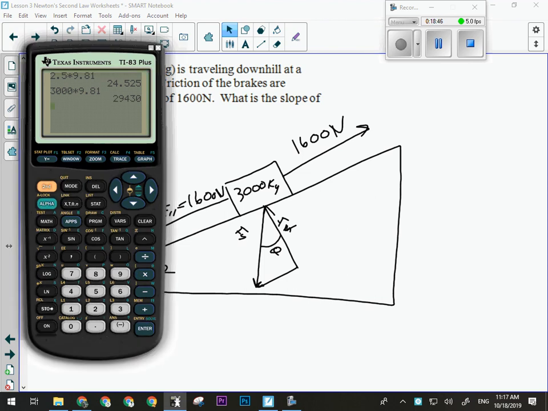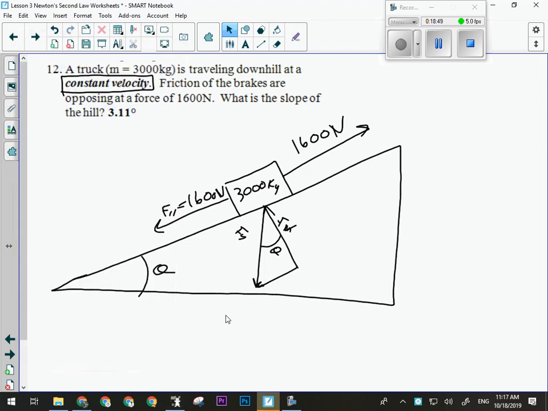Okay, so that side's 29,430 newtons. This side is 1,600 newtons. How are those two sides related? What trig function relates those two with that angle? Sine. Right. So the sine of theta equals the F parallel divided by the force of gravity.